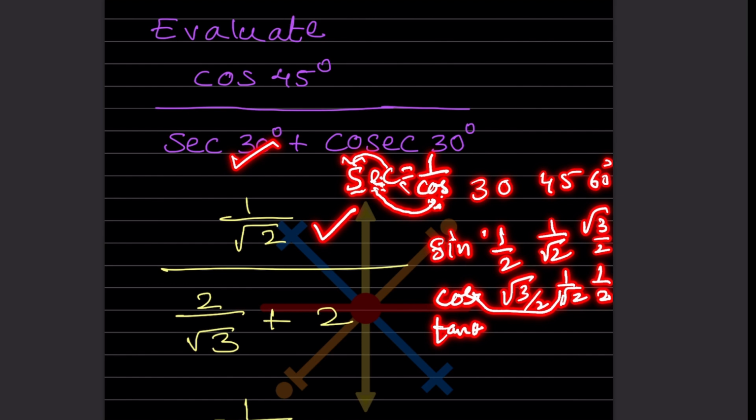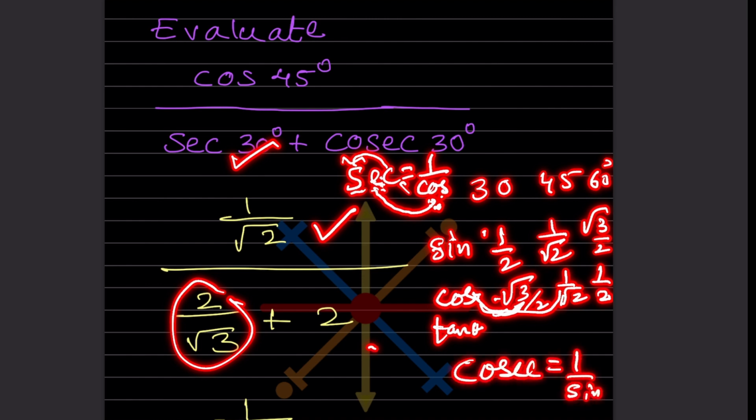So now you know cos 30 is root 3 by 2. Can you look at it? Cos 30 is root 3 by 2, and sec is going to be the reciprocal. Reciprocal means 1 by root 3 by 2, that is going to be 2 by root 3. And cosec 30 means, as I told you, cosec is 1 by sine, and we want it for 30.